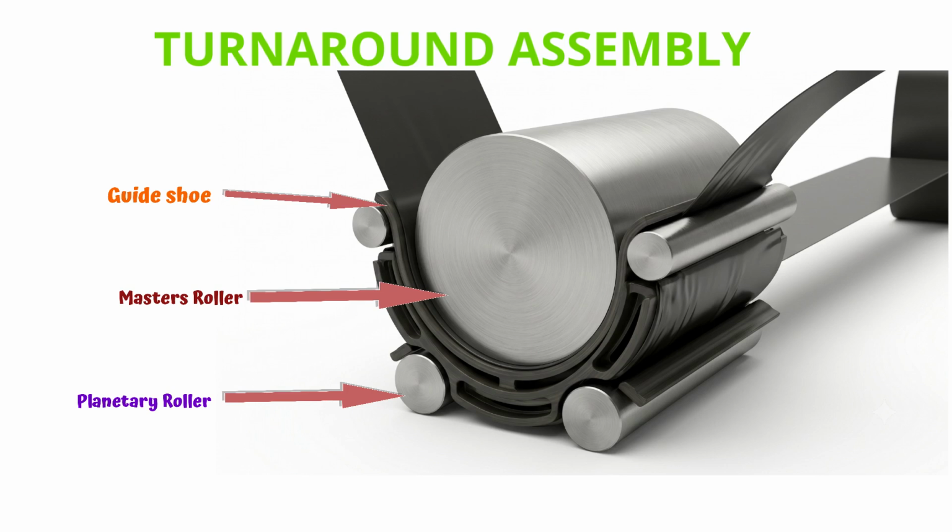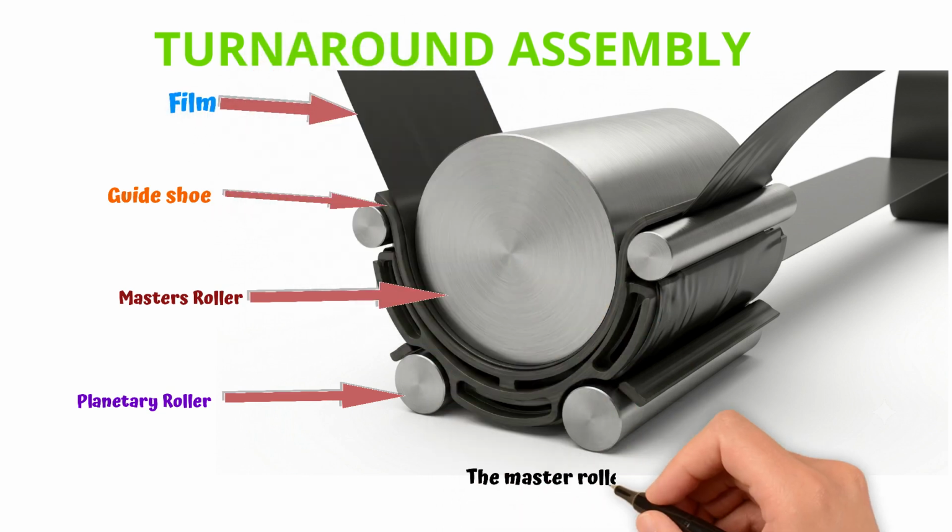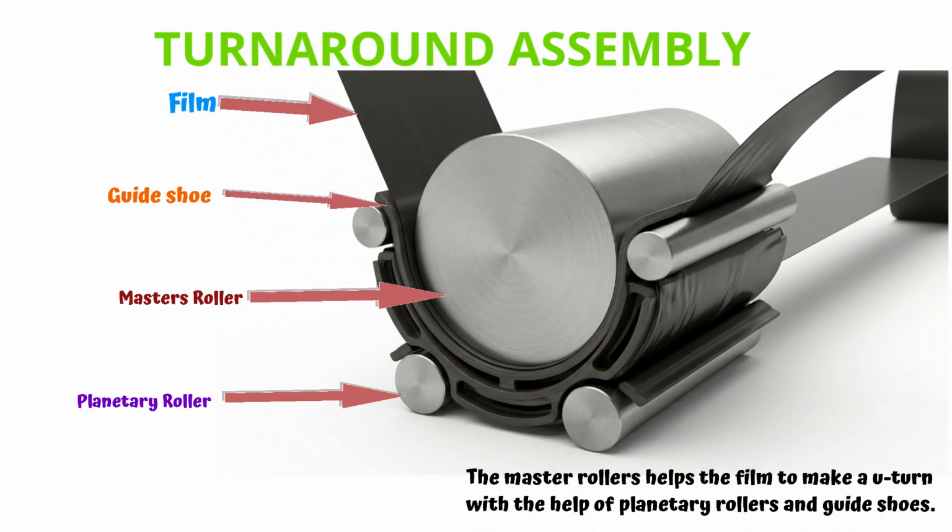As the film reaches the section, the master rollers work together with the planetary rollers and guide shoes to smoothly guide it through a U-turn. This redirects the film upward toward the top of the tank, where it is transferred to the crossover rollers for the next stage of processing. This coordinated movement ensures the film travels smoothly through the processor without bending, jamming, or damage.